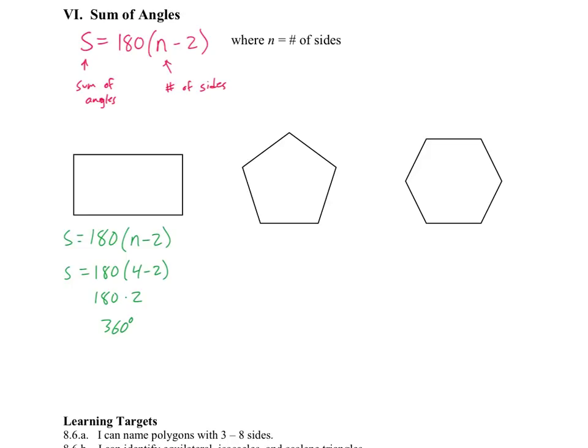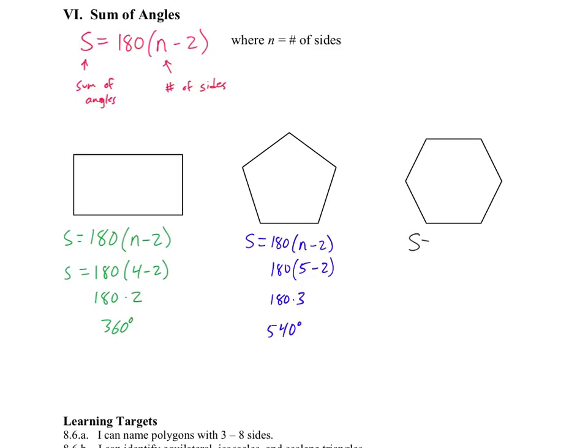And we could do the same thing for the one next to it, where we have the pentagon. So write the equation, S equals 180 times n minus 2. Now in this case, if we count them up, we have 5 sides. So we put a 5 in for n. So we get 180 times 3. So that'd be 540 degrees.